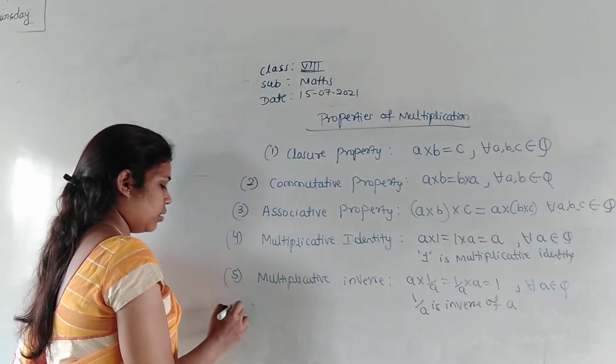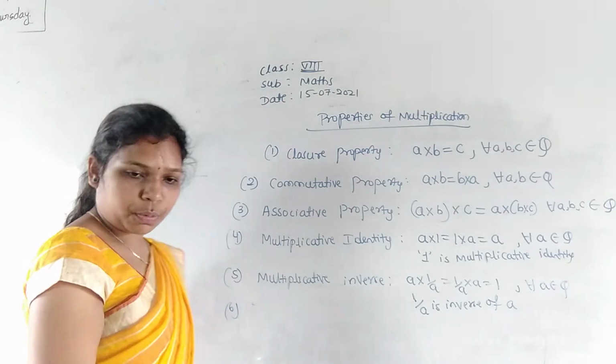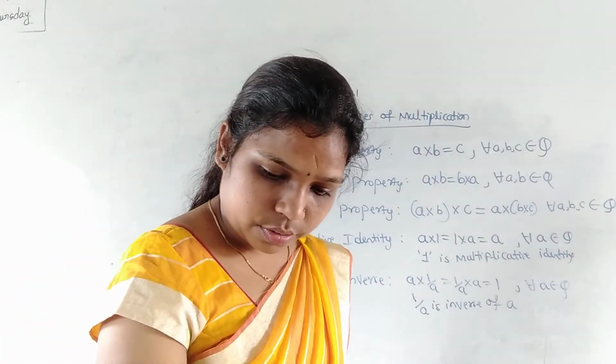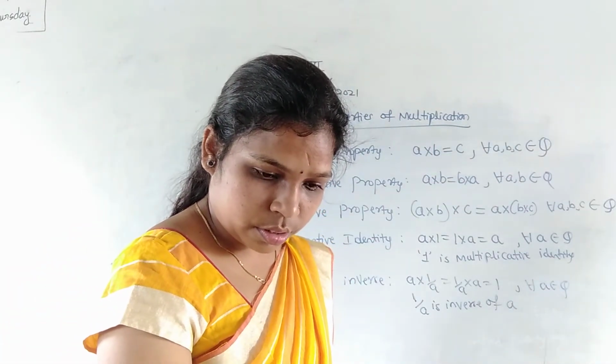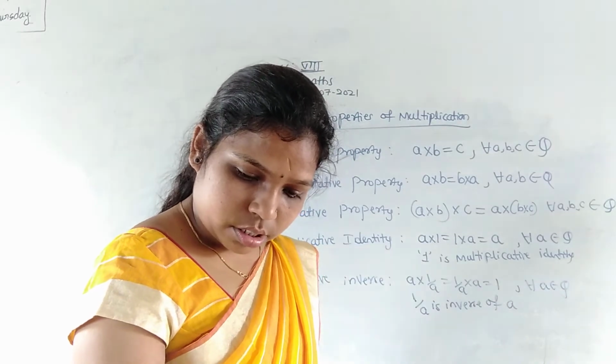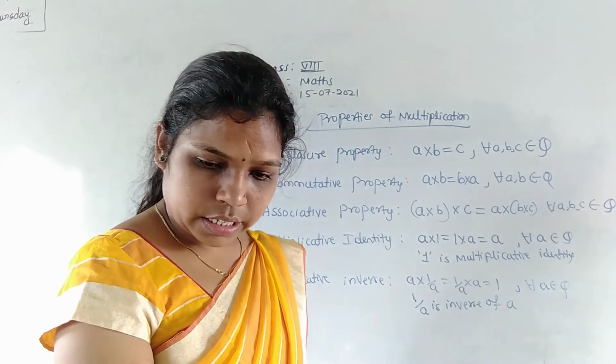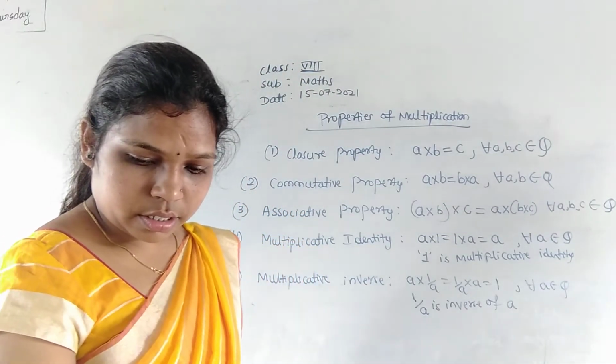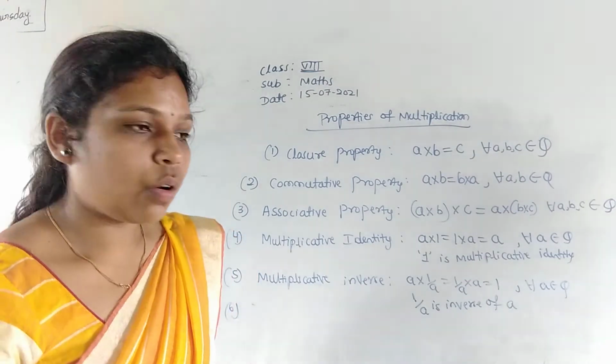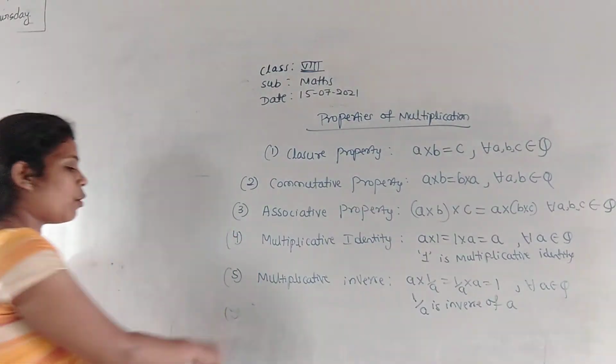Okay. Next, the sixth one. Is the distributive property there or not for you? No. Distributive property is not there. Leave that. Okay. So only these 5 properties are there.